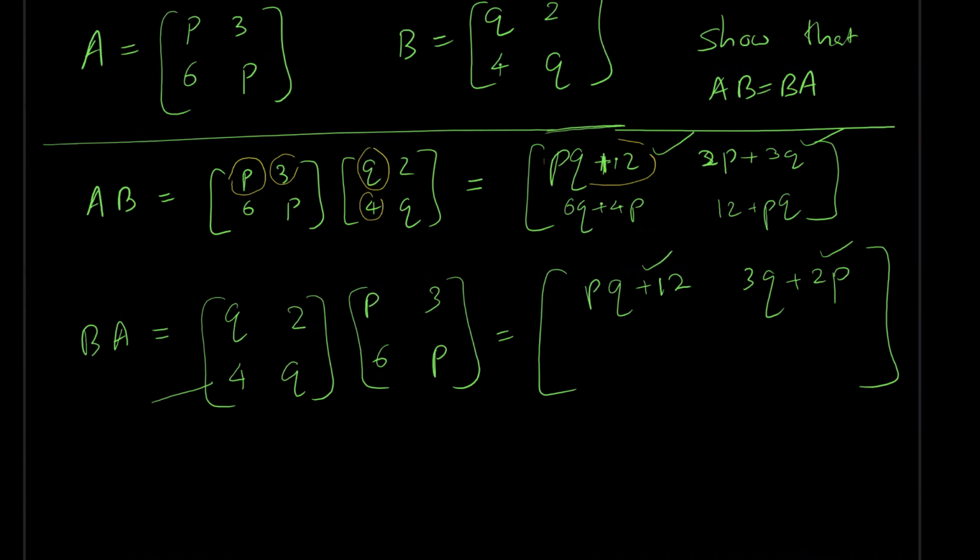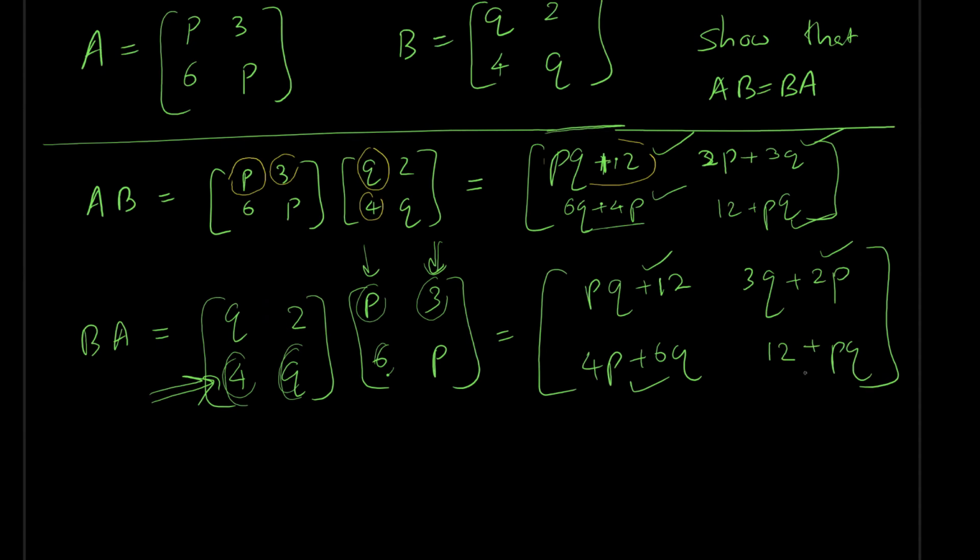Now next, second row, first column. So 4 and P, 4P plus 6 and Q, 6Q. So 4P plus 6Q, that is same as this guy, see, so they are the same. One more to go. So this row and this column now, finally 4 and 3, 12. And Q and P, PQ. See, they are the same. So AB equals BA.